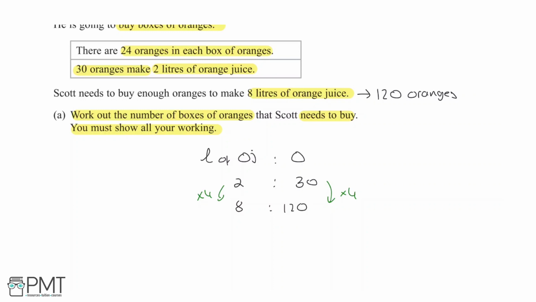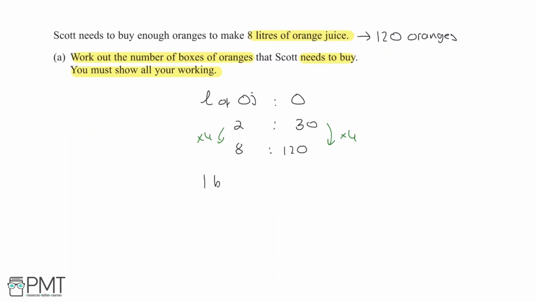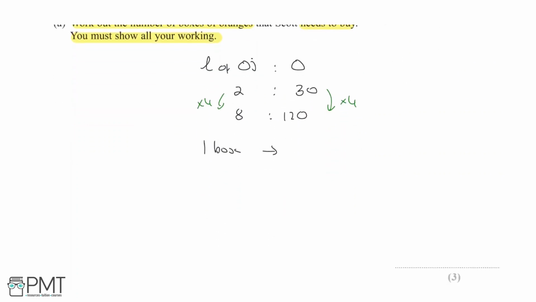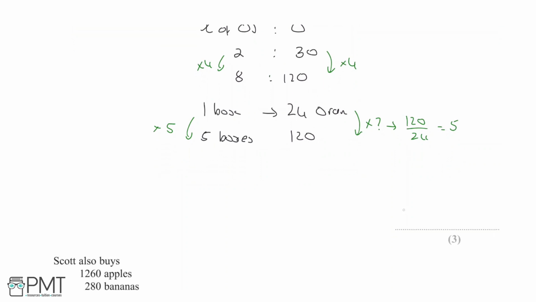Finally, we know one box has 24 oranges. So 24 oranges, and we need 120 oranges. So this is 120. What do we multiply by 24 to get 120? Times what? Well, this can be found by doing 120 over 24. And if you put that into your calculator, this is 5, which means we need to multiply this side by 5, to get 5 boxes. So we can just write here, he needs 5 boxes.